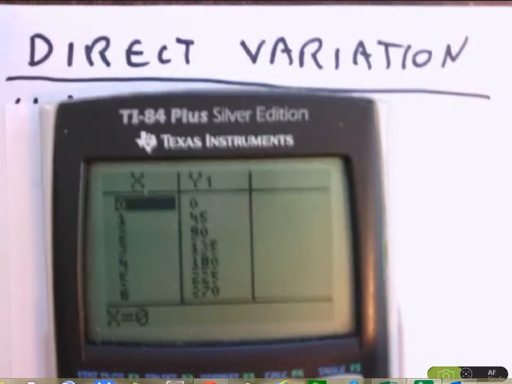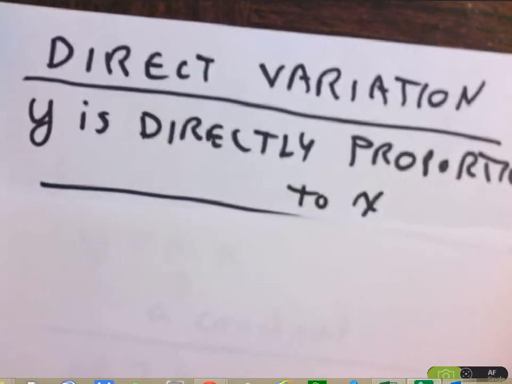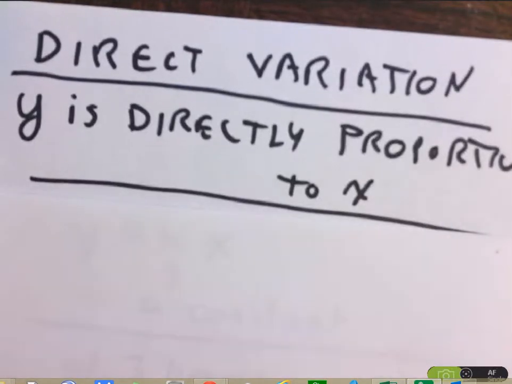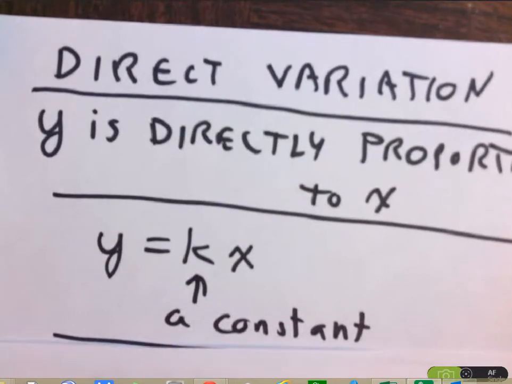So we say that this is a direct variation. We can say that y is directly proportional to x, or in this case, distance is directly proportional to time. And an equation for it is y equals kx, where k is a constant.